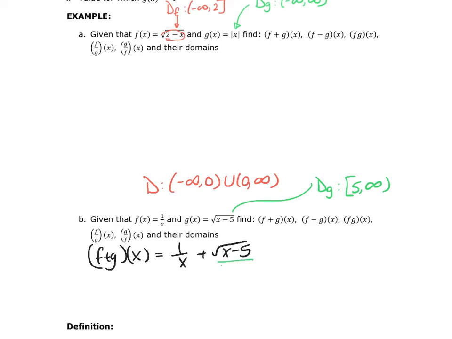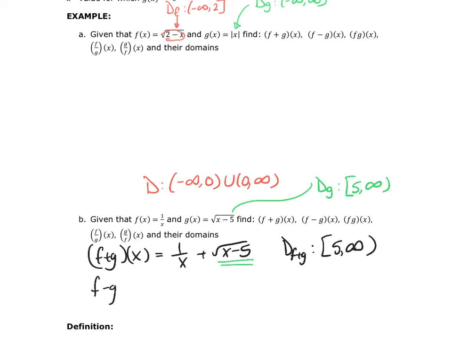In this case, again, the square root is going to dominate. And the reason the square root is going to dominate is because I have to start at 5. Because I have to start at 5 on the domain of g, I don't have to worry about the fact that the domain of f says I can't have 0, because I can't put 0 into my g function anyways. So my domain of f plus g is going to be 5 to infinity.